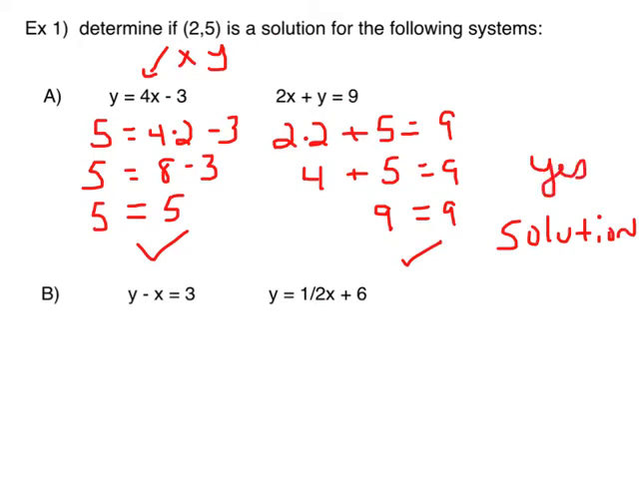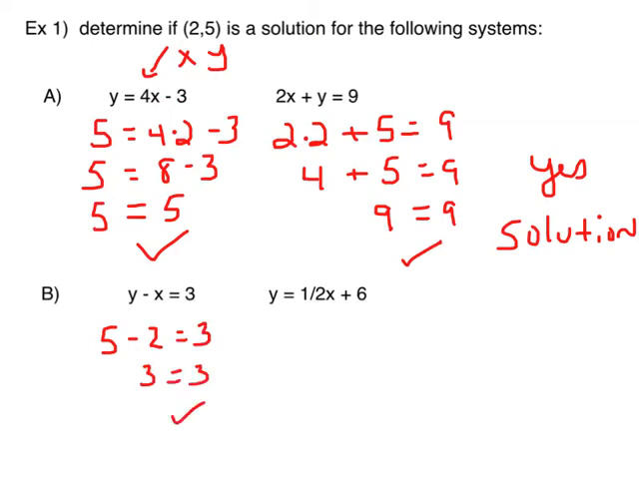Now, I want you to pause the video, and I want you to go to B, and give that one a try. All right, let's see what you did in B. You should have had on this one 5 minus 2 equals 3. 3 equals 3, so bingo, that works.